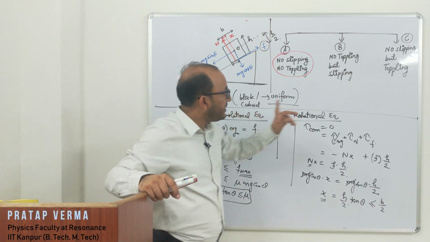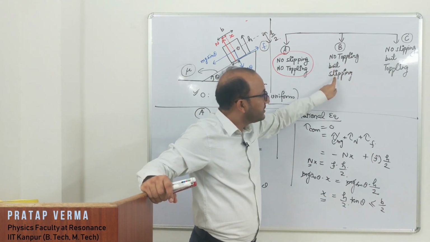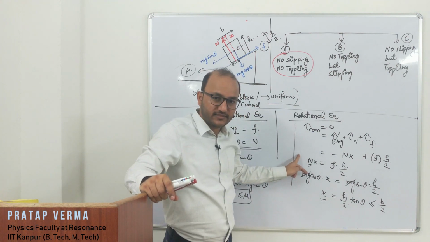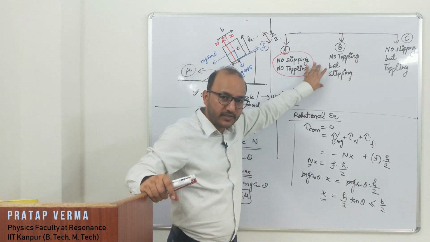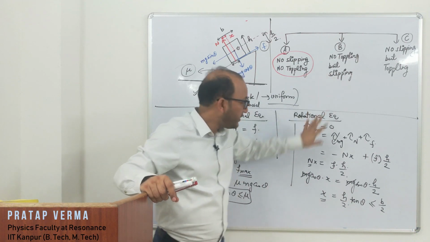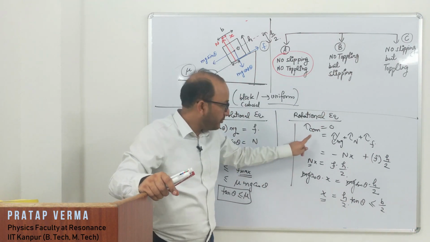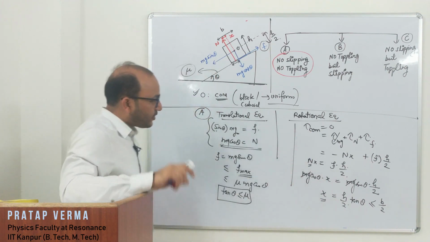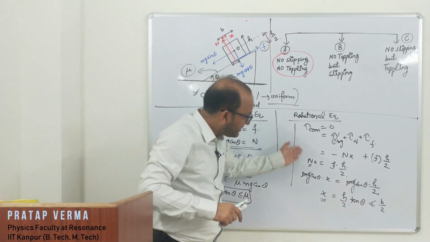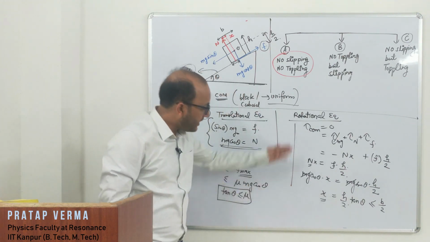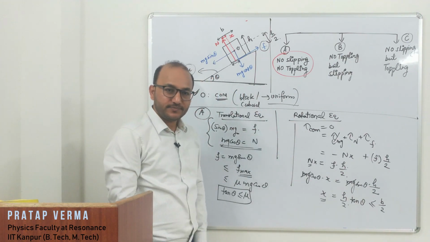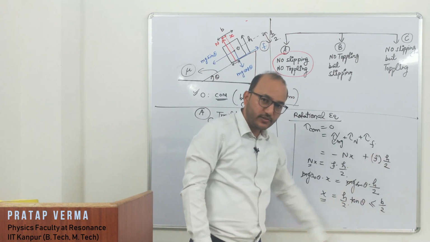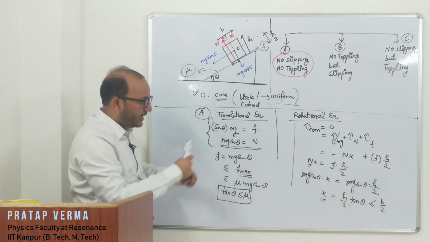In case B, what I have mentioned is there is no toppling but slipping. So the analysis for this part will not change, because I am saying there is no toppling, which means there is no rotation, which means there is rotational equilibrium, so the torque about the center of mass has to be equal to 0. If I start with that condition, absolutely nothing changes over here. mg cos theta into x has to be mg sin theta into h by 2.